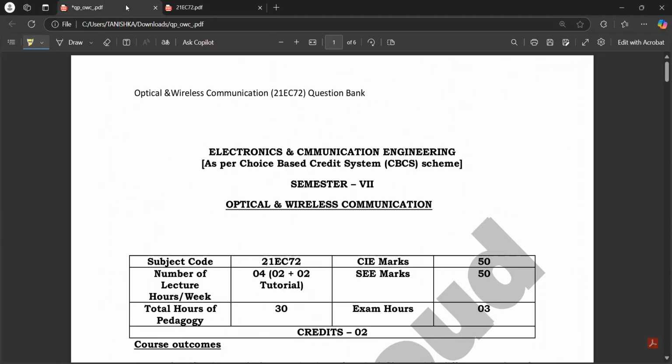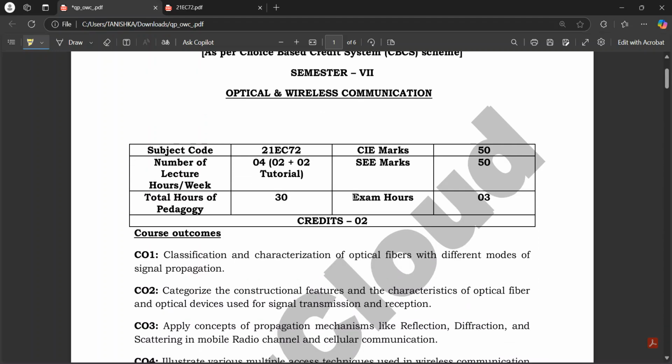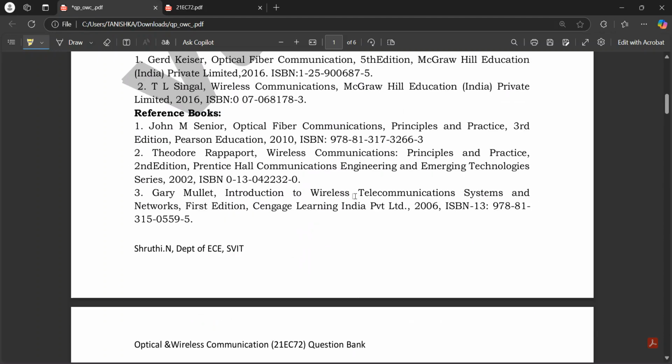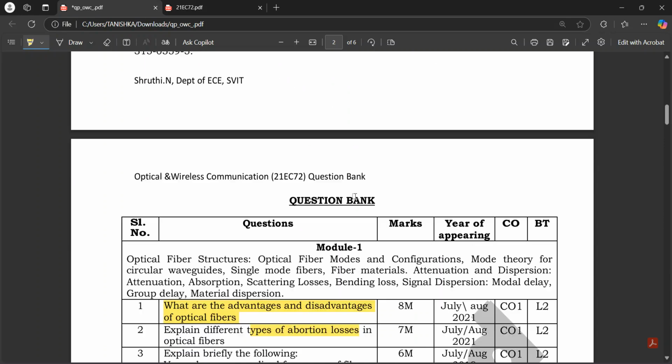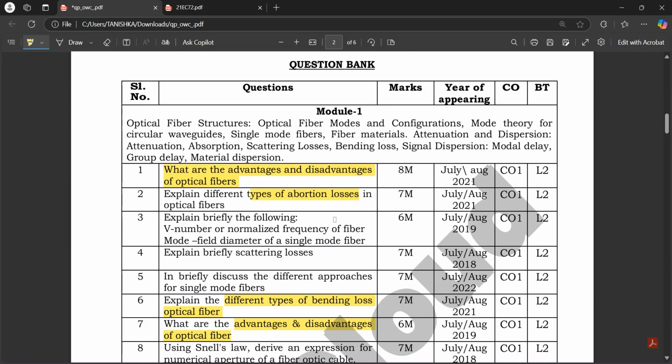Now I'll show you the question bank for optical and wireless communication. This question bank is from VTU Cloud. Okay. This also you can download. So here also, this question, that is, what are the advantages and disadvantages of optical fibers from module 1, is important. Different types of absorption losses is important.